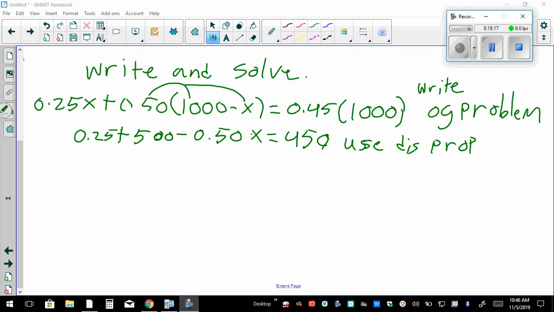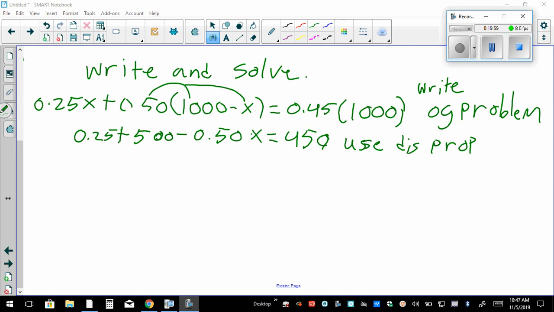So first, you write the original problem, which is this. It's 1,000 because you're trying to find how much copper is in 1,000 grams of a 45% copper alloy. And then you use the distributive property.